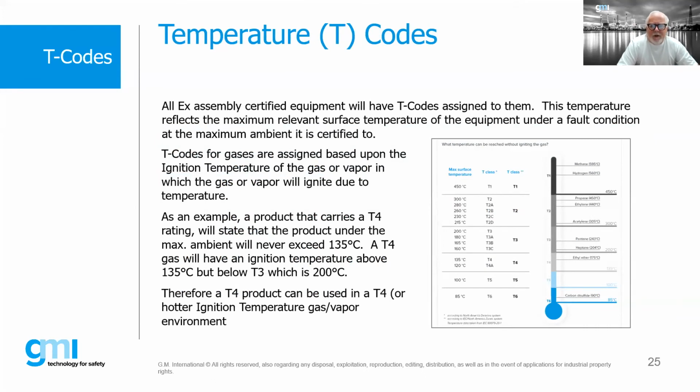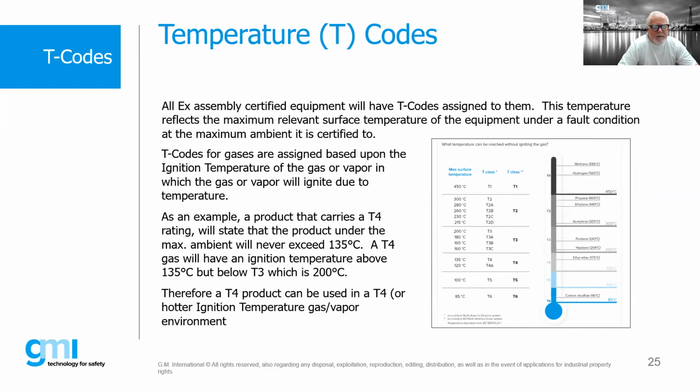So this chart explains a little bit what I just mentioned, and I'll read a little bit from halfway down. It says, as an example, a product that carries a T4 rating will state that the product under the maximum ambient, and every EX product will have an ambient range. The default for any EX product, if it's not marked, is -20 to +40. Now, in many parts of the world, we run into situations where it gets hotter than +40. So we have to make sure that we select the product that's suitable for the ambient. But the T code will be based upon the maximum ambient that that product can be used in.